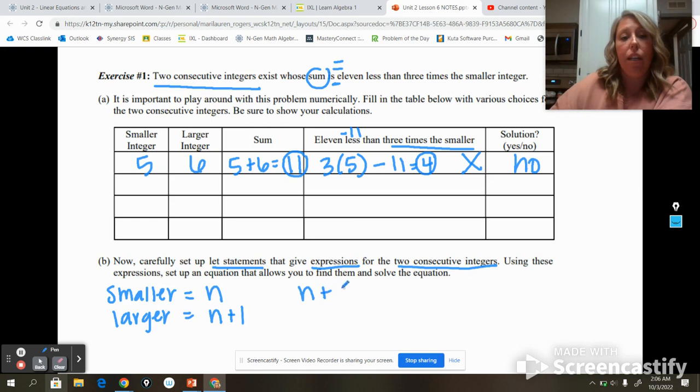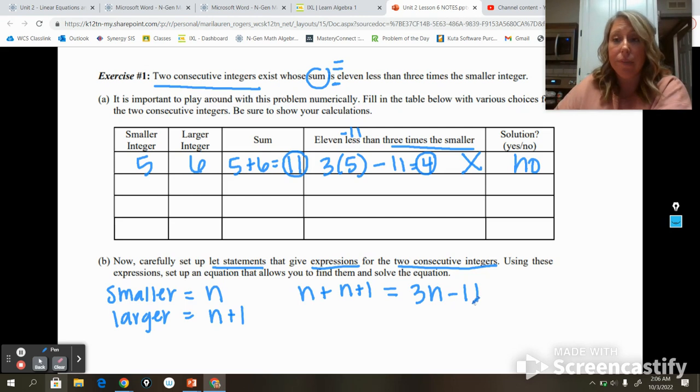So n plus 1. And then that's their sum is, so equals 3 times the smaller is going to be our first thing. So 3 times n for our smaller. And then 11 less than that would be minus 11. So here's your equation. Go ahead and solve that to see what you come up with for n. Once you know n, that's your smallest, and then n plus 1 is going to be your larger integer. I'm going to pause the video and give you a second to solve that.